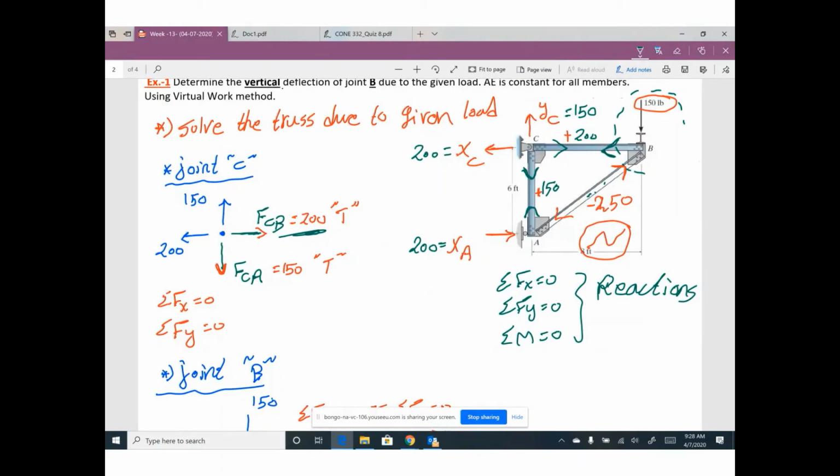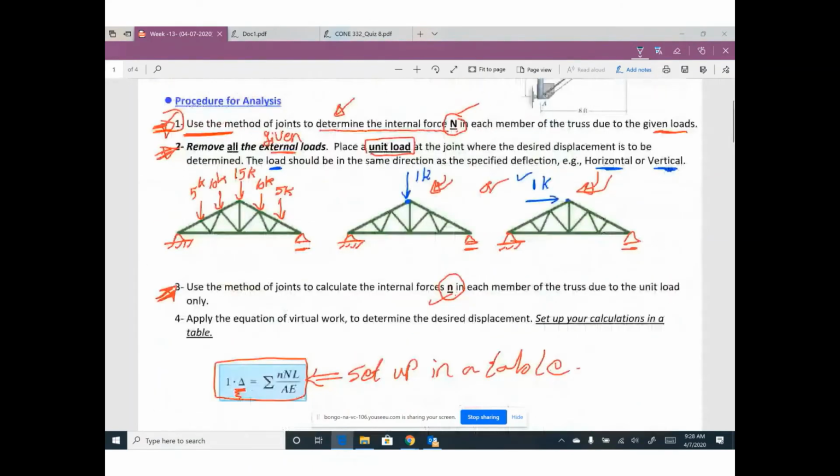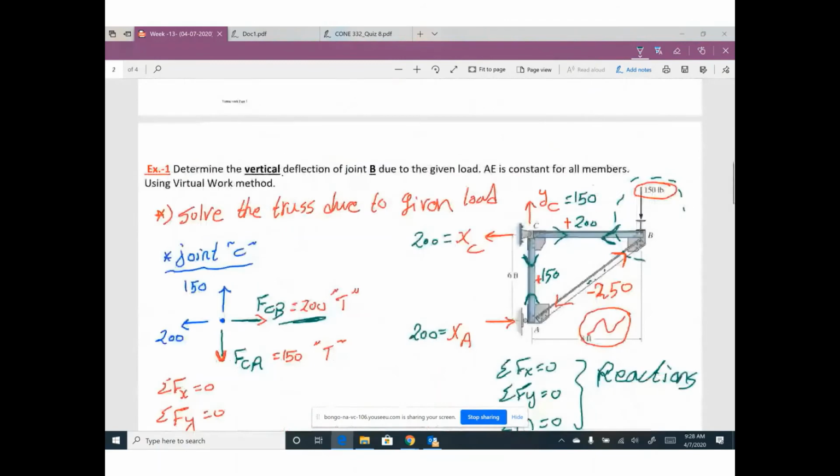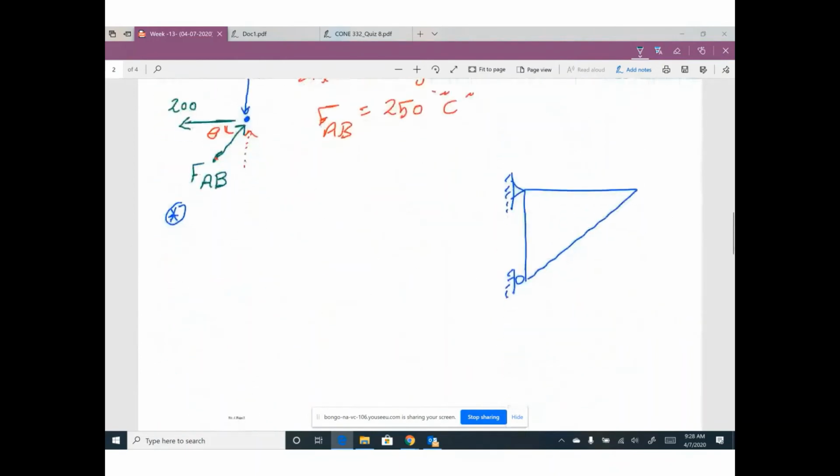Where and how? Because I have two options. Probably I will put my unit load vertically or horizontally. And where? Okay, the problem will answer this question. We are looking for vertical deflection. Vertical means your unit load will be vertical. We are looking for vertical deflection at point B, this point. So I will put my vertical unit load at point B. 1.